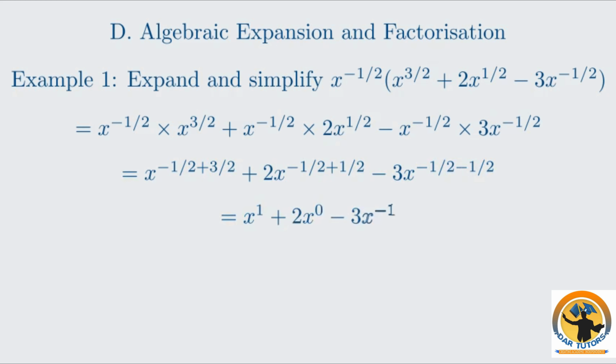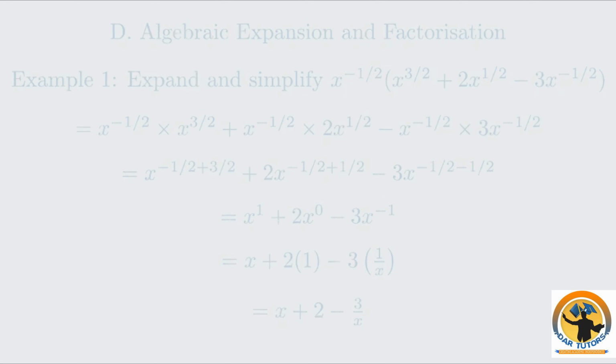This simplifies to x to the power of 1 plus 2 times x to the power of 0 minus 3 times x to the power of negative 1. Since x to the power of 0 is 1 and x to the power of negative 1 is 1 over x, the final simplified expression is x plus 2 minus 3 over x. Let's look at an example that uses the binomial expansion formula, specifically the square of a binomial.